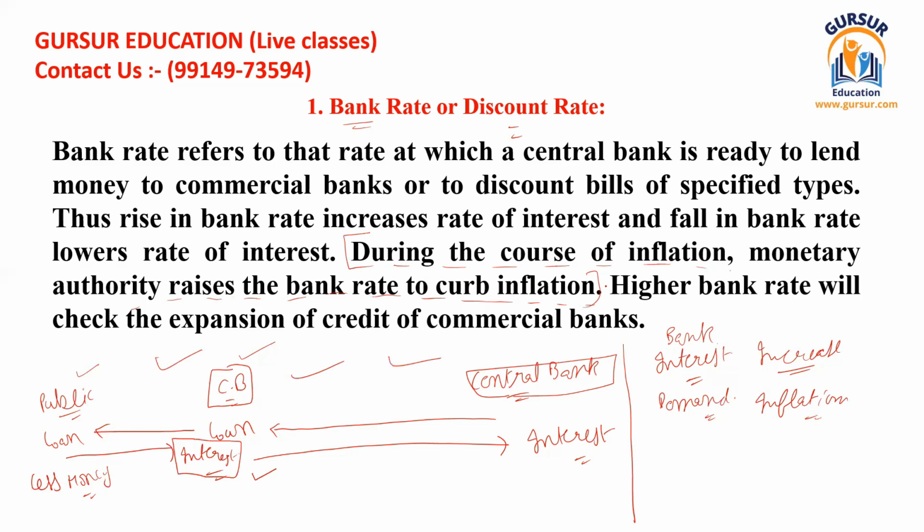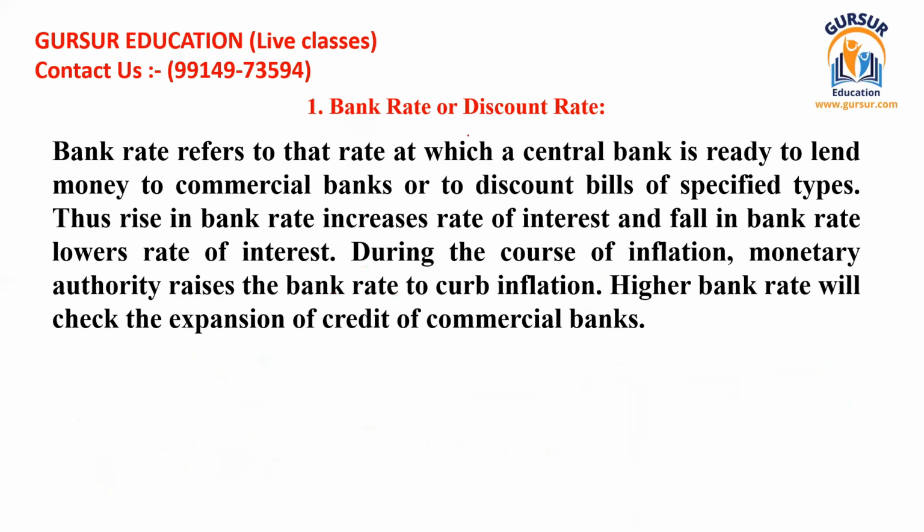In the same way, when there is deflation, the central bank can reduce the interest rate. When it reduces the interest rate, obviously the commercial banks also reduce the interest rate, then the public shall have more money in their hands. In this way, more money can be put in circulation in the economy. So this is the system of bank rate, how money is adjusted or managed or regulated in the economy.